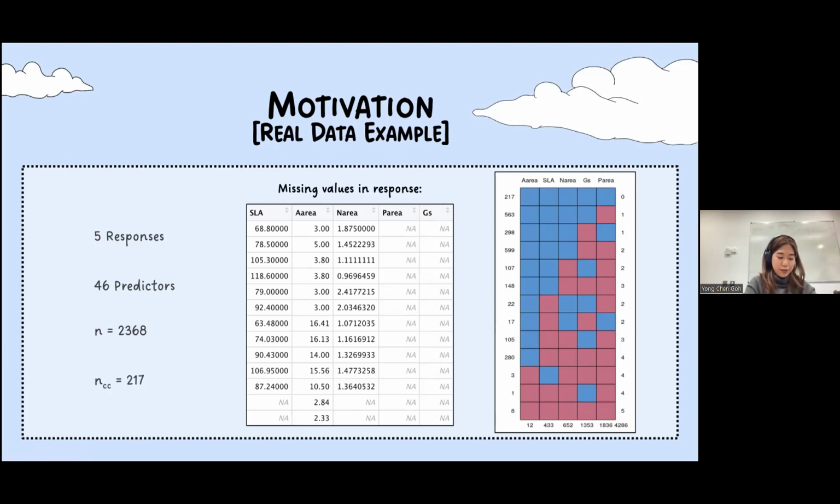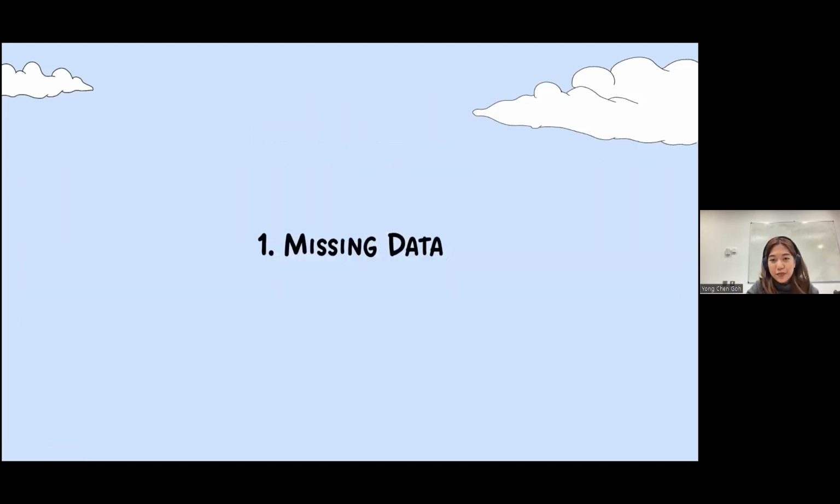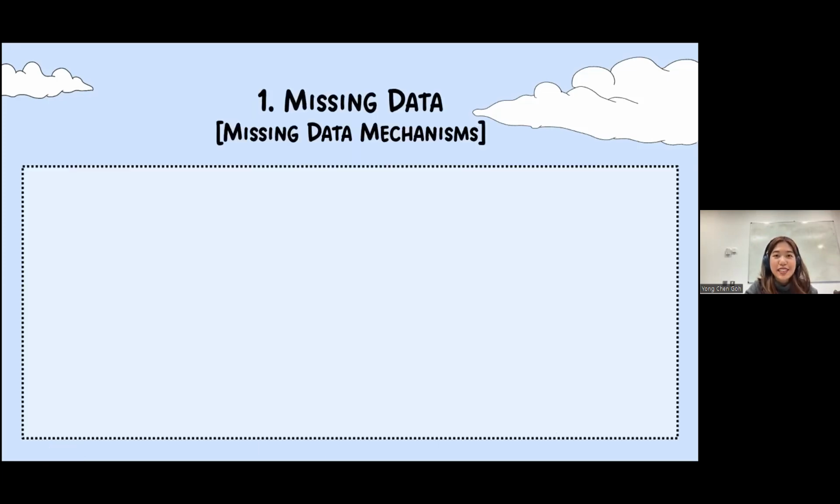So when we get this sort of data set, what do we do? I guess you can use mean imputation, multiple imputation, and so on. But before I talk about our solution to this, I'll first talk about missing data, and more specifically, missing data mechanisms.